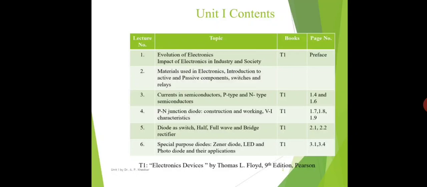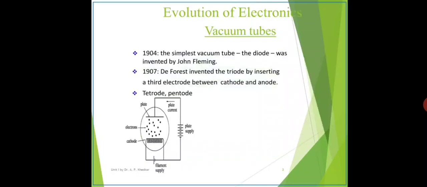In this class, we are going to study the evolution of electronics and the impact of electronics in industry and society. Let us start with the evolution of electronics. The evolution started in 1904 with the simplest basic device, that is the vacuum tube.